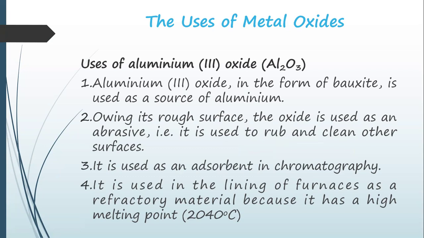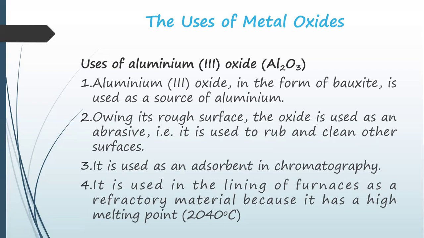Let's dive into it. The first one is this aluminium trioxide in the form of bauxite, which is used as a source of the aluminium. The second one, owing to its rough surface, we are talking about the aluminium oxide.